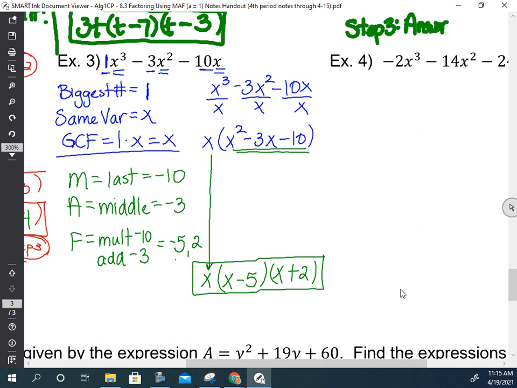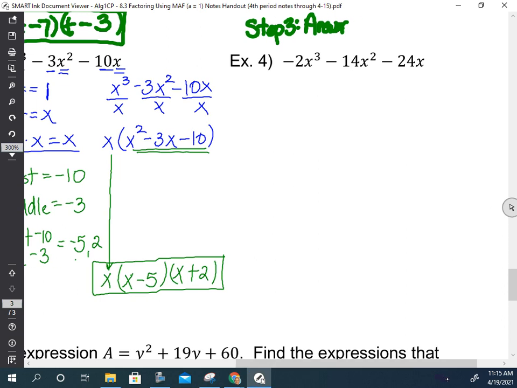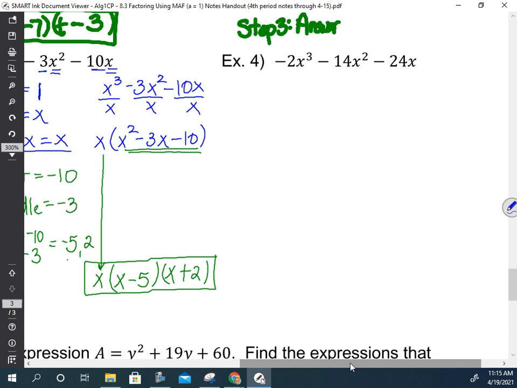All right, so example 4: negative 2x to the third minus 14x squared minus 24x. Again, we're still dealing with greatest common factor. You've got a 2, a 14, and a 24. We need to figure out what will divide into all of those.